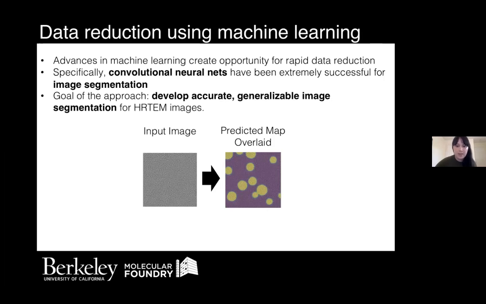In this map, I am labeling the pixels that contain a nanoparticle as yellow and the pixels that contain the background substrate on which those nanoparticles are sitting in this bright field TEM image as purple. So what we would like to do is to develop an accurate, generalizable pixel-wise segmentation approach for high resolution transmission electron microscopy images. We're motivated to study bright field TEM, which, if you're a TEM expert, you would know is a vanilla or standard TEM imaging modality.